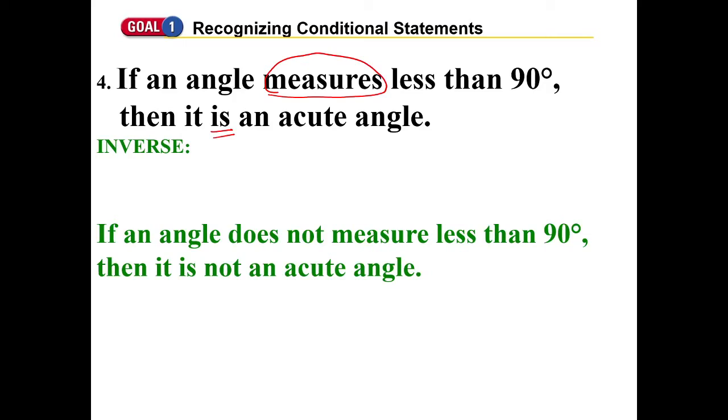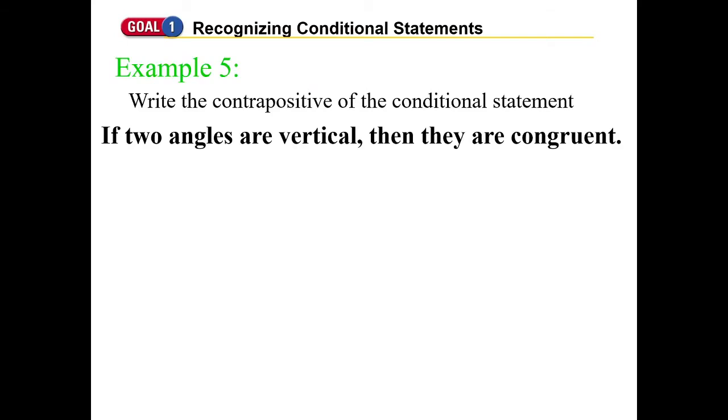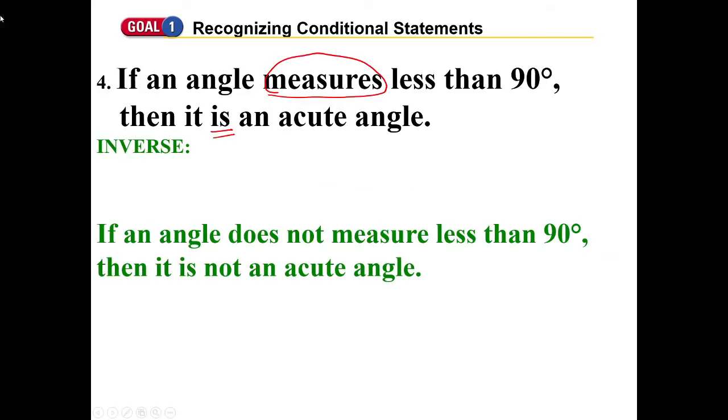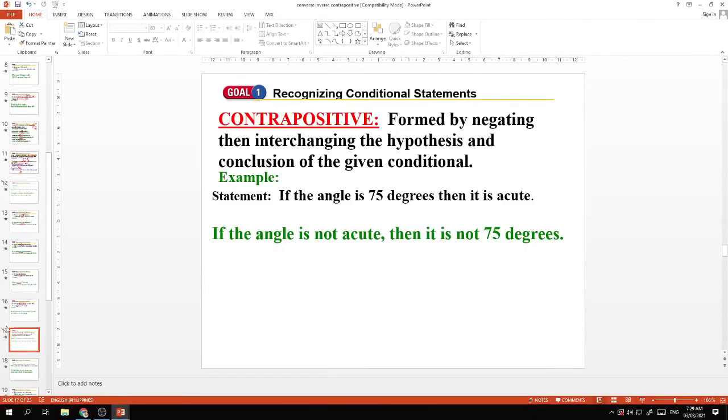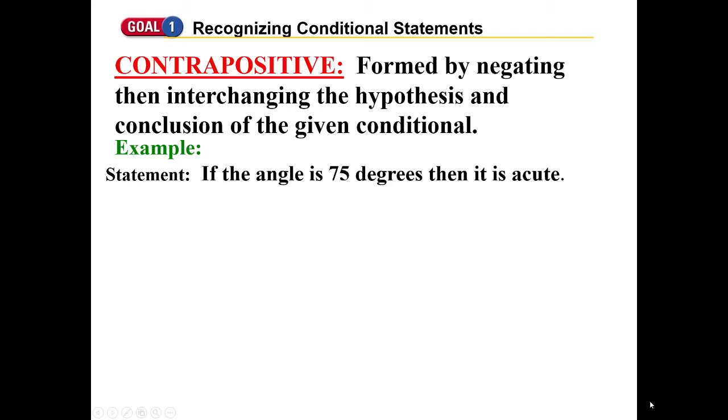Okay? Next, let's have a contrapositive. A contrapositive is formed by negating, then interchanging. So I'm going to be combining the converse and the inverse.